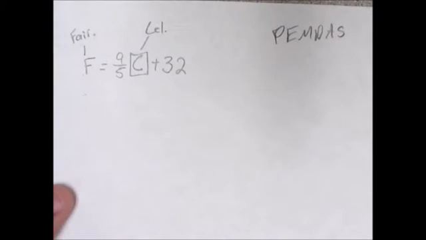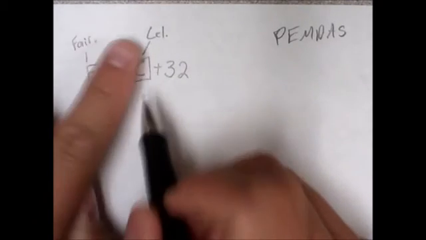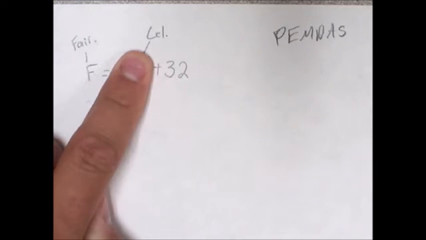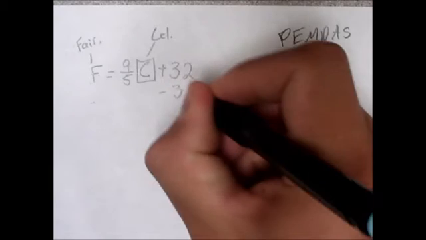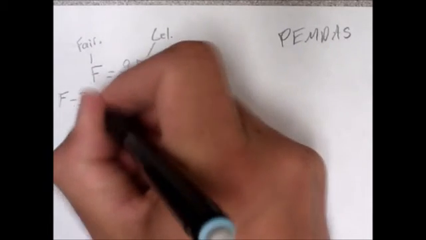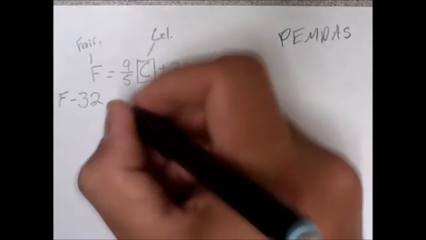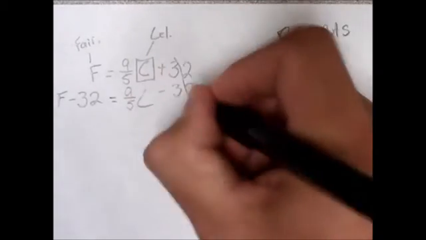So I need to see if there's any addition and subtraction in here. There is. Okay, so I'm going to ignore this one and try to get rid of my plus 32. How do I get rid of a plus 32? You subtract it, right? So now I have F minus 32 is equal to 9/5 C, right?